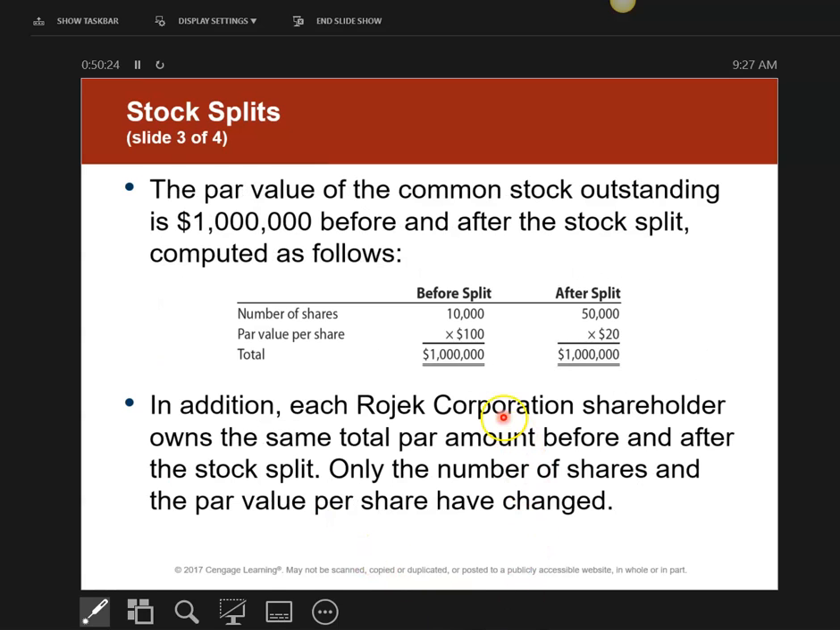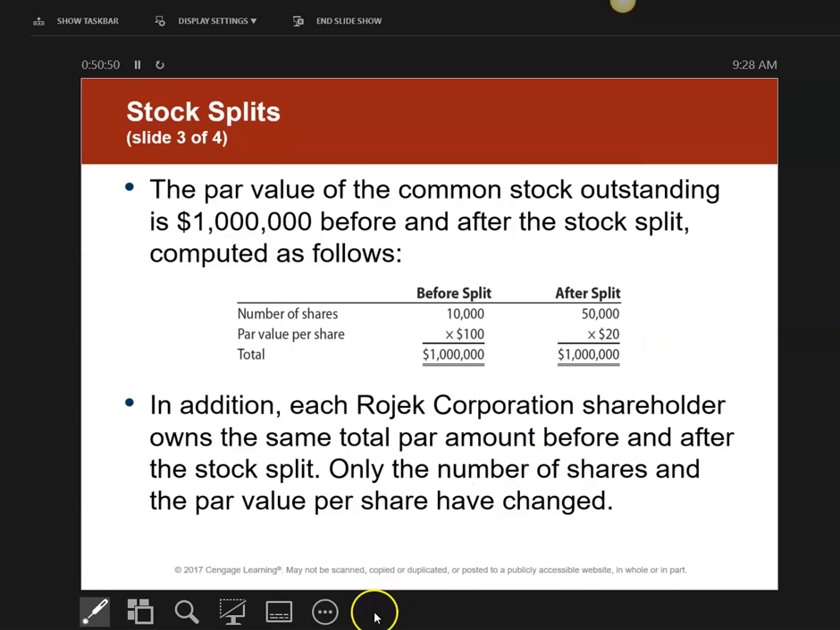So a stock split, here's what happens before the split. My equity is still $1 million. Either way, a split doesn't change anything except the number of shares. So here's before the split, here's after the split. Now I have 50,000 shares, but my par value was also reduced. So this was a 5-for-1 split.